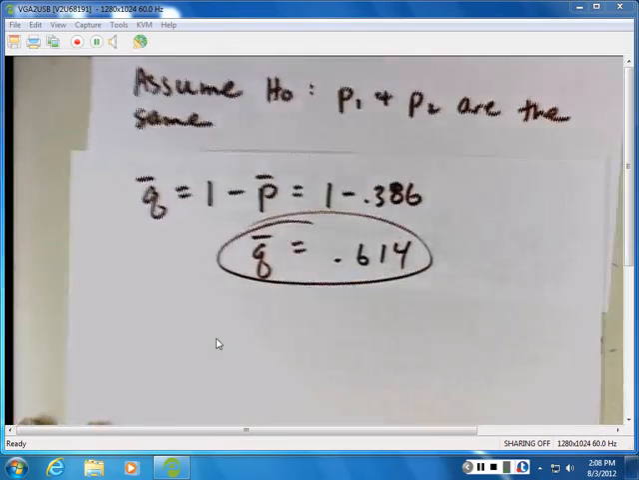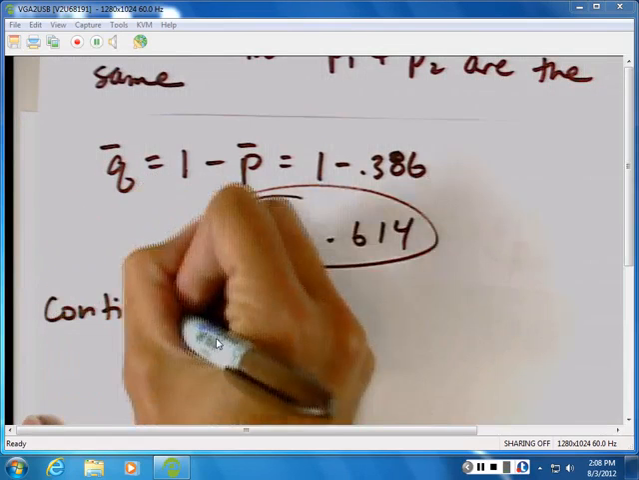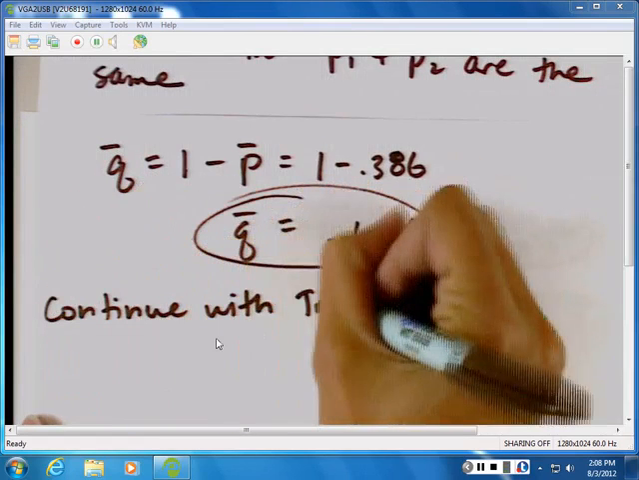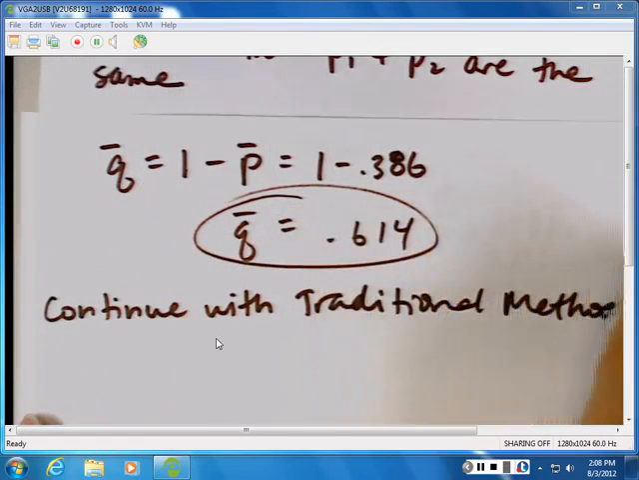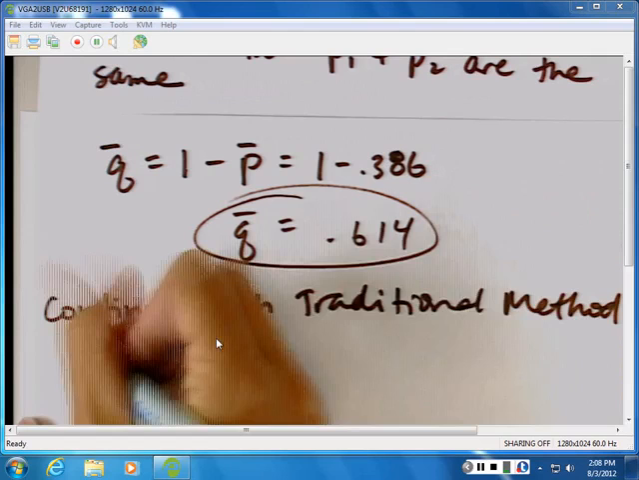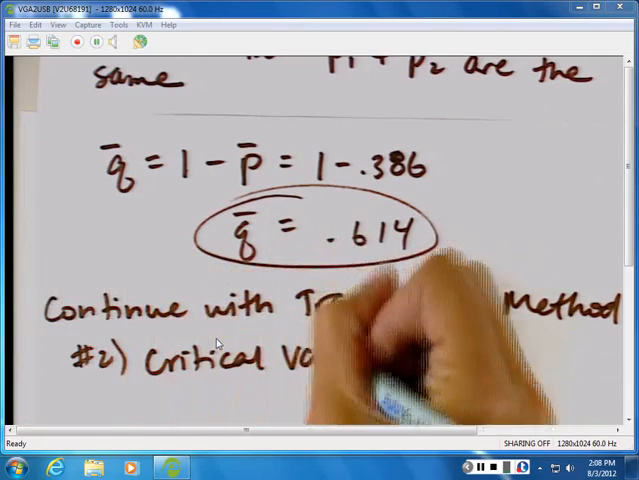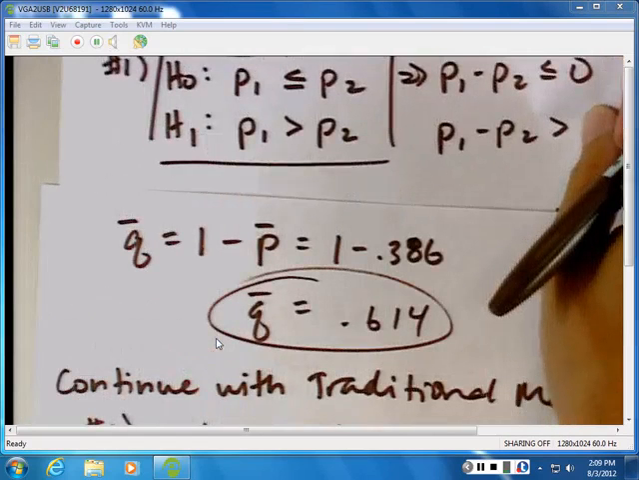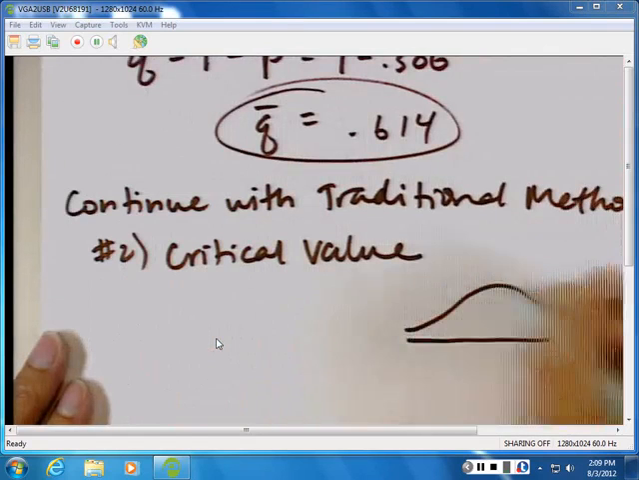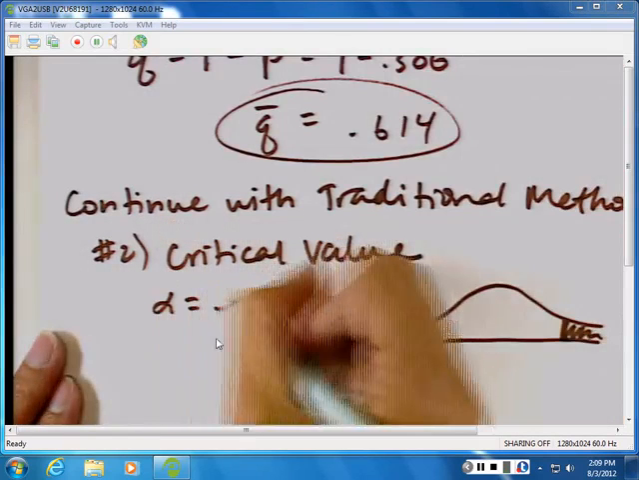Okay, so we'll continue. Let me zoom in just a little bit more. Let's continue with the traditional method, which means we want a z-score. Traditional method. Okay, that means that what we need is the critical value. Where's my hypotheses? My hypotheses are less than or equal to and greater than. That gives us a one-tail test to the right. So we have one tail and alpha was 0.01.